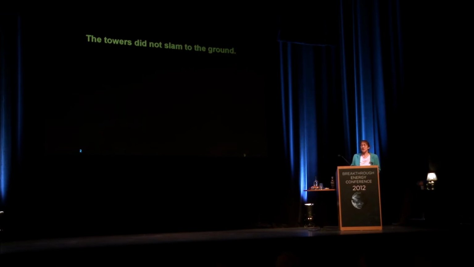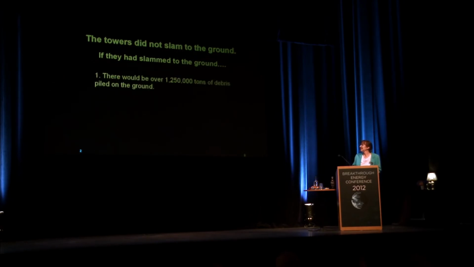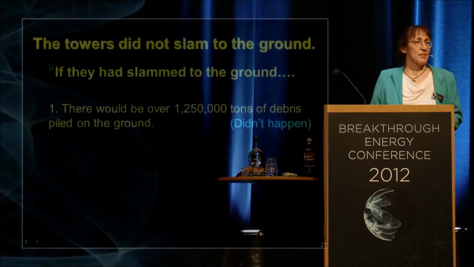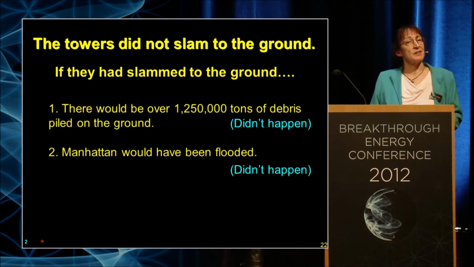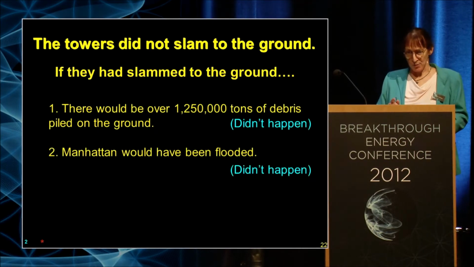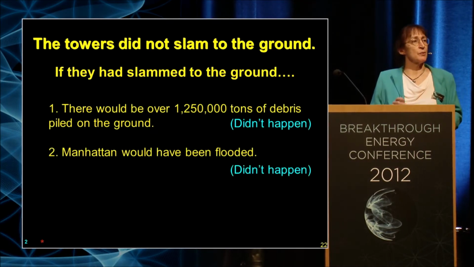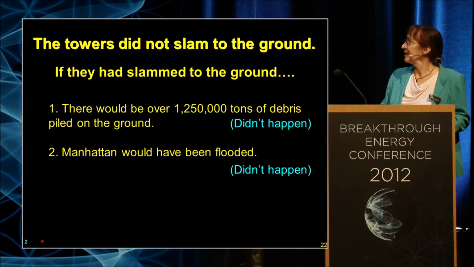The towers didn't slam to the ground. If they had slammed to the ground, there would be over 1 million tons of debris left stacked up in the ground. That didn't happen. Manhattan would have been flooded. Well, as we'll see, the towers were built in the Hudson River with a dike around them. If you slam 1 million tons of debris down onto the dike, you're going to break it. Didn't happen.